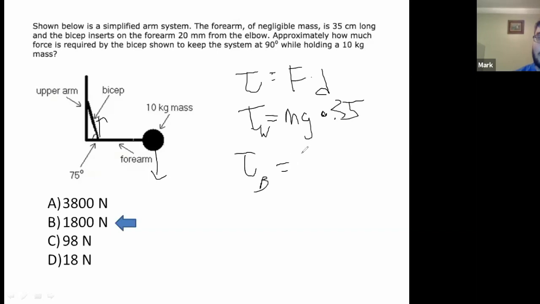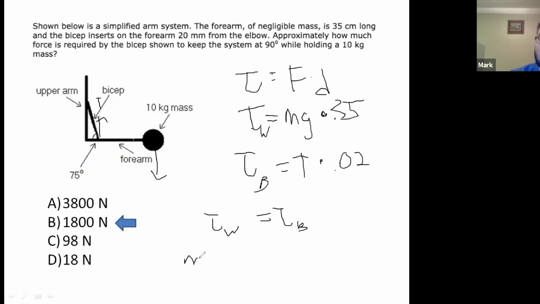That's equal to T, which is the tension of the bicep, the force exerted by the bicep, times 0.02. We know that because one is going down and one is going up, and the arm itself is not moving up or down, it's not rotating. So the net torque, just like with the net force before, is equal to 0. If the net torque is equal to 0, we know that tau W and tau B are equal.